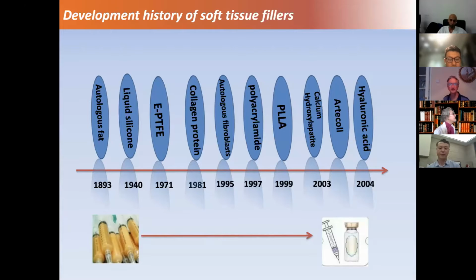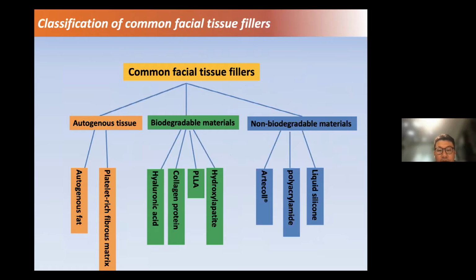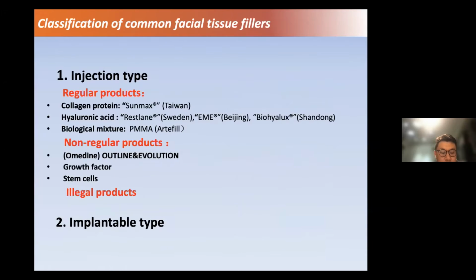And here are some common facial tissue fillers, which can be classified into three types: autogenous tissue, biodegradable material, and non-biodegradable material. Facial tissue fillers can also be classified into two types: injection type and implantable type.